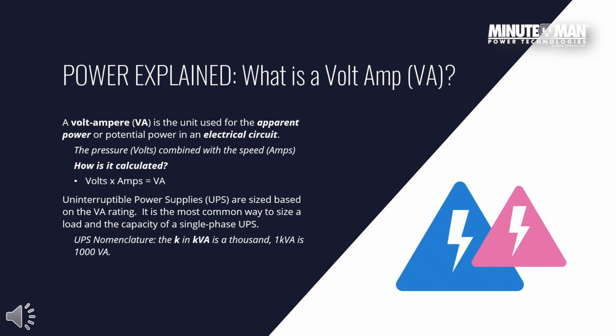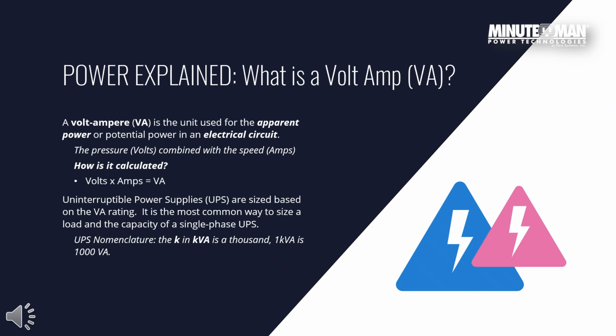And apparent power, measured in volt amps or VA, the total power flowing through the circuit, and that's where volt amps come in. A volt amp is a unit of apparent power in an electrical circuit, and it's calculated by multiplying voltage by current, and then you get volt amps. So why do we care about volt amps? Because electrical infrastructure like UPS units, generators, or transformers must be sized based on VA and not just watts.